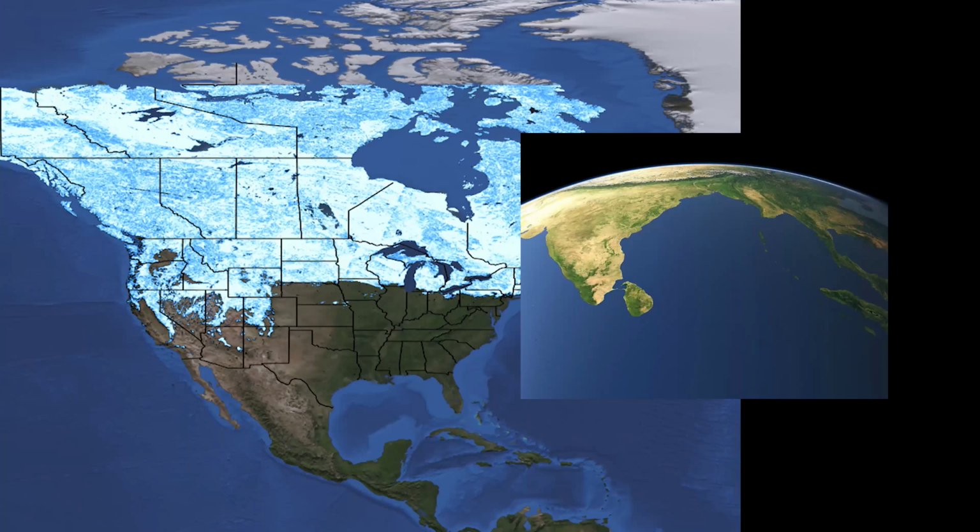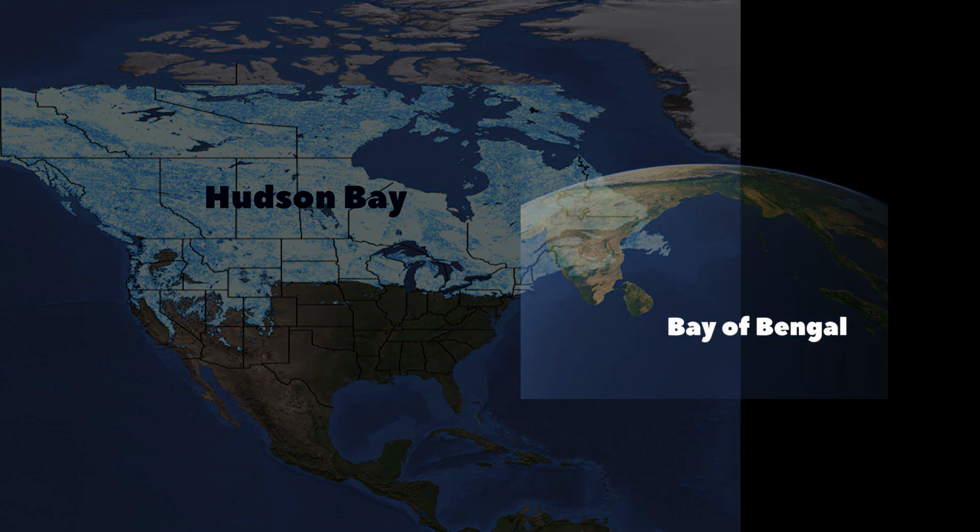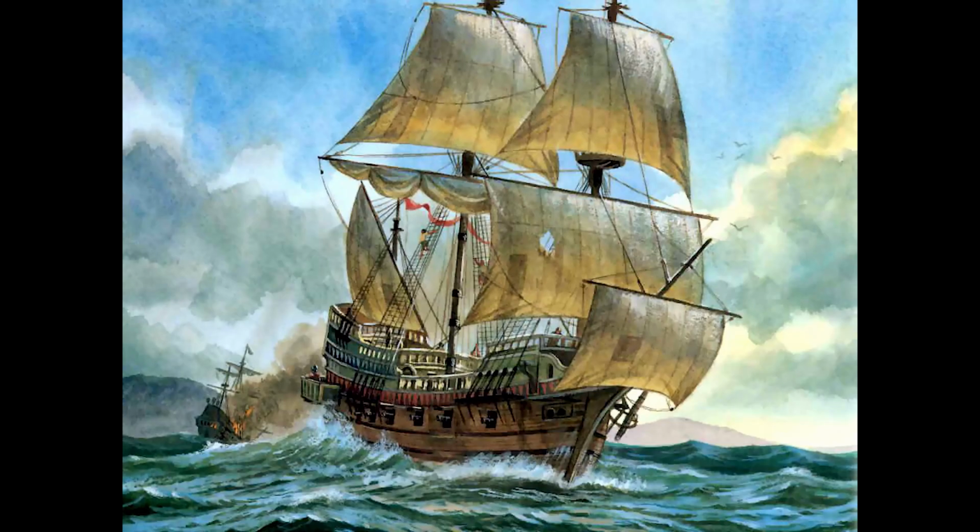Hudson Bay is the second largest water body using the term bay in the world after the Bay of Bengal. Comparatively, Hudson Bay is shallow with an average depth of 330 feet, whereas the Bay of Bengal is 8,500 feet deep on average.